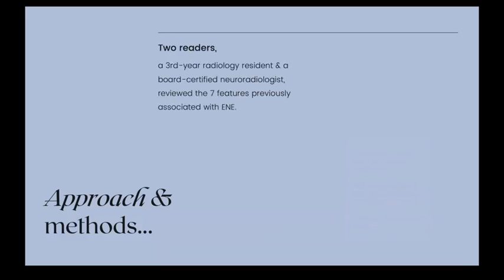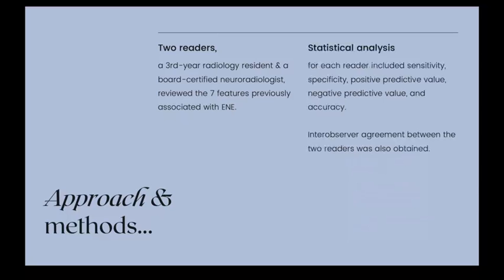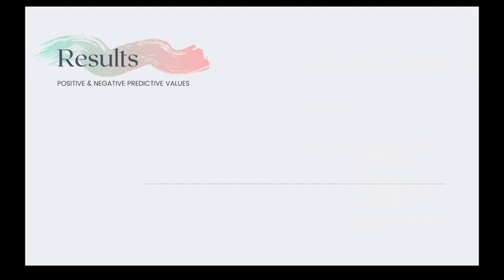Next, we included 2 independent readers who reviewed the CT images and determined the presence of each of the 7 features. Statistical analysis was performed for each reader and included specificity, sensitivity, positive predictive value, negative predictive value, and accuracy. In addition, inter-observer agreement between the 2 readers was also obtained.